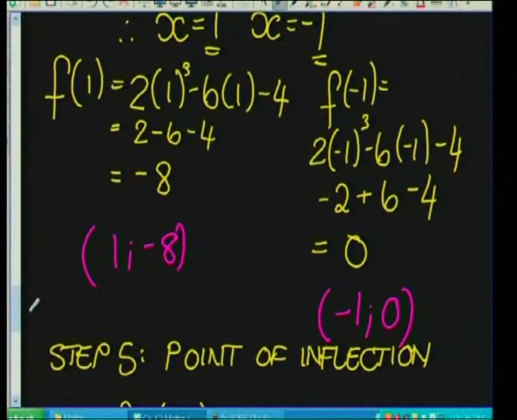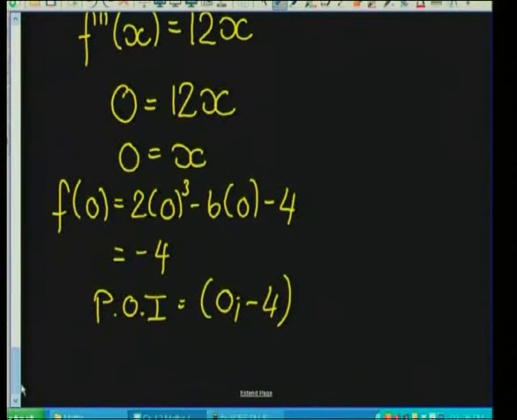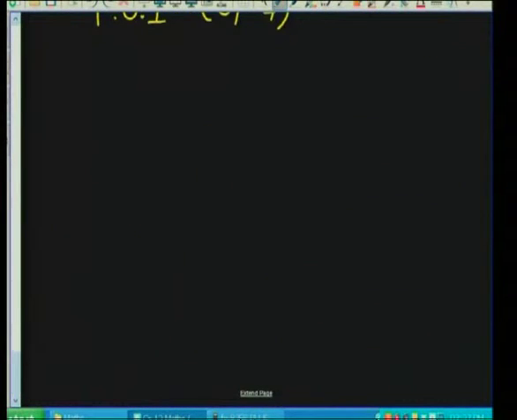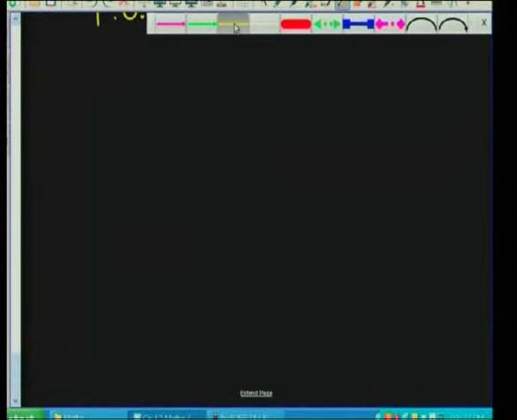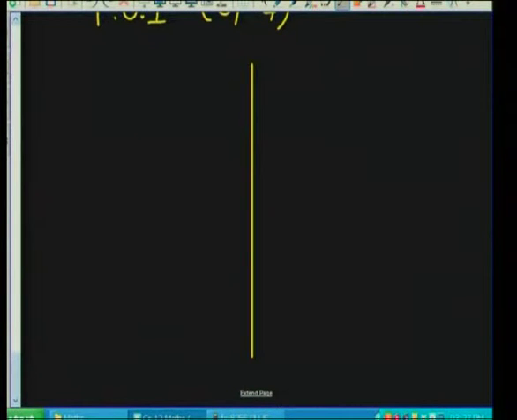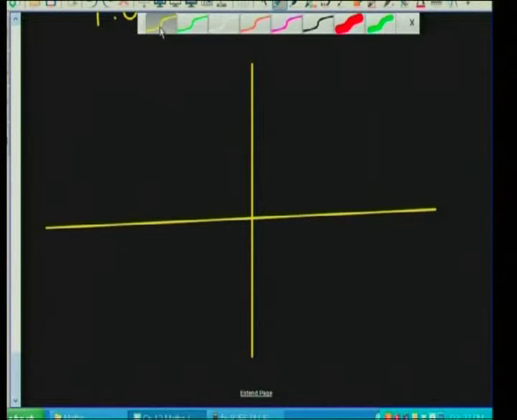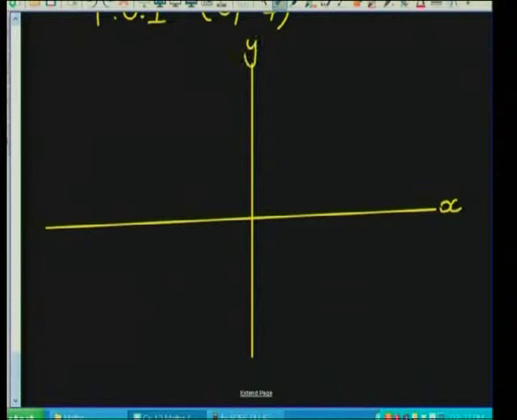We then calculated our stationary points, and the stationary points worked out at 1 and negative 8, and negative 1 and 0. And our point of inflection, which is 0 and negative 4. So we are ready now to sketch our curve. So we're going to draw ourselves an x and a y axis. We're going to make sure that we label everything. So we're going to call our x-axis and our y-axis.